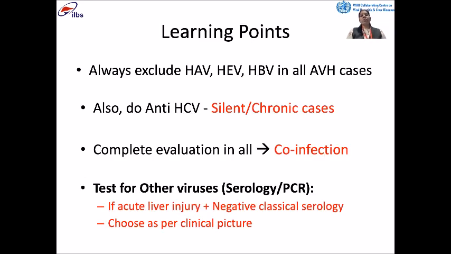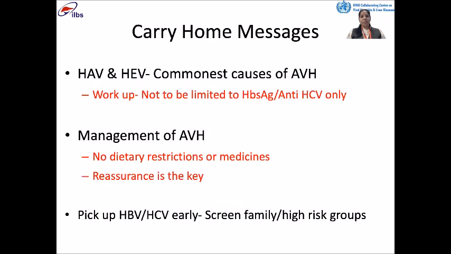Coming to the learning points, always exclude hepatitis A, E, and B virus in all acute viral hepatitis cases, and also do anti-hepatitis C virus testing in silent or chronic cases. It is very important to do a complete evaluation in all co-infections, because it may turn into further chronic infections. So test for other viruses by serology or PCR in case of acute liver injury with negative classical serology, and choose as per the clinical picture based on the signs and symptoms.